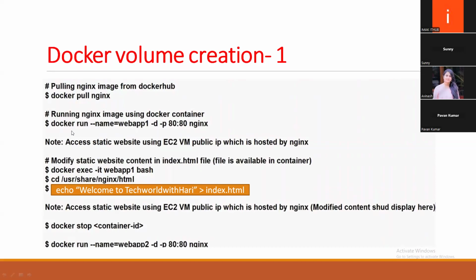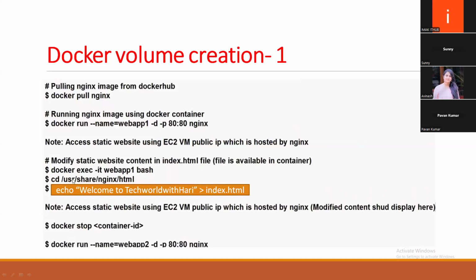Then we run the image as a container: docker run --name webapp1. We are providing the name webapp1, -d is detached mode, and -p is the port mapping, with the host port and the container port. So we are running it as a Docker container. Note: access the static website hosted by nginx using the EC2 VM public IP. Then modify the static website content in the index.html file, which is available in the container.